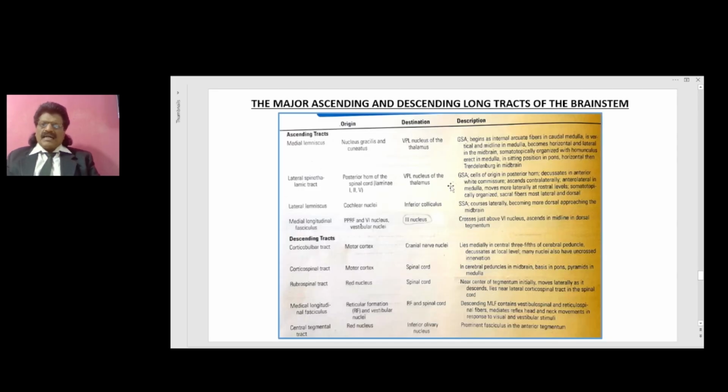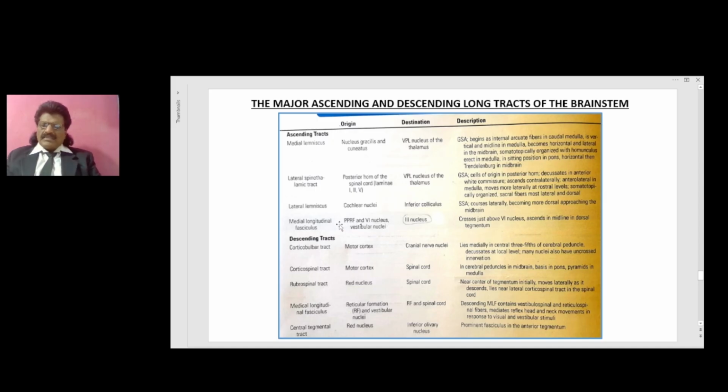So, the major ascending and descending long tracts of the spinal cord and brainstem. What you need to know is that ascending tracts are concerned with the sensory and the descending tracts are concerned with the motor. So basically the ascending tracts, we have the medial lemniscus, that is the posterior column. You have the lateral spinothalamic tract which carries the pain and temperature sensation. You have the lateral lemniscus which is concerned with the auditory, and then we have the medial longitudinal fasciculus which connects 3rd, 4th, 6th with 8th nerves.